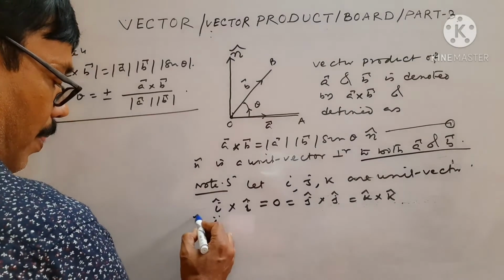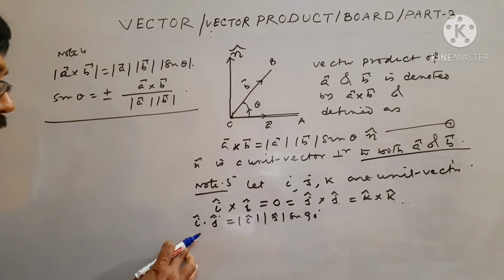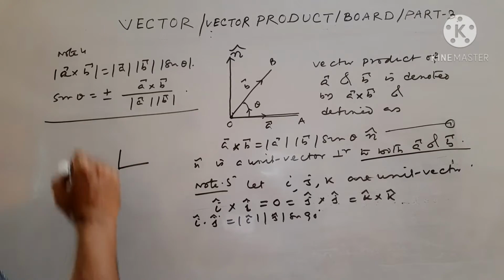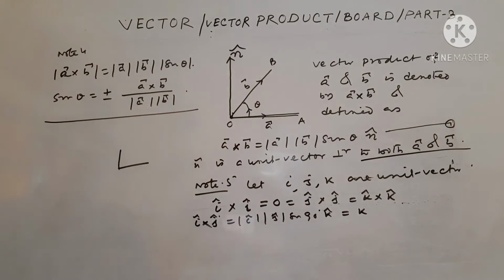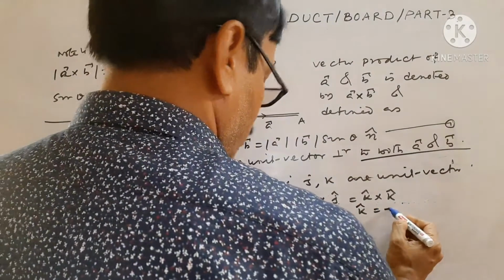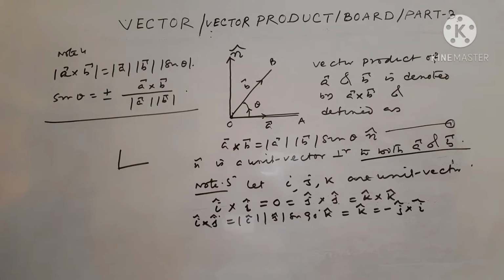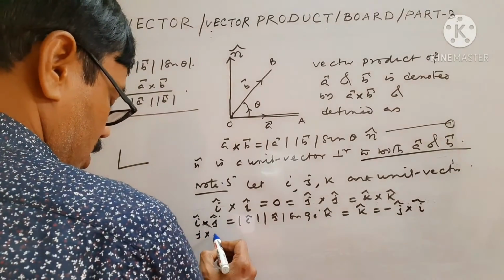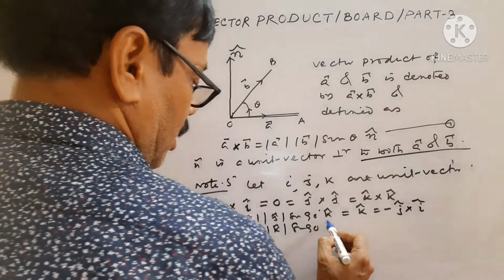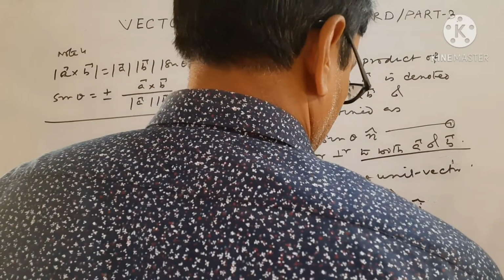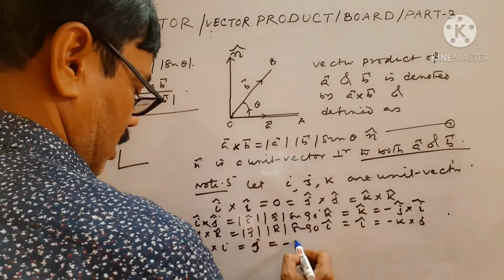Now i cross j equals magnitude of i, magnitude of j, sine of 90, the angle between i and j, and the vector perpendicular to both i and j, that is the z axis, this is k. So i cross j equals k vector, and we have already proved it is anti-commutative, so equals minus j cross i. Similarly, j cross k is magnitude of j, magnitude of k, sine 90 into i cap, equals minus k cross j, and k cross i equals j, equals minus i cross k.